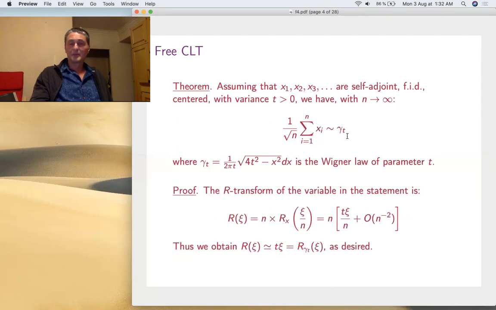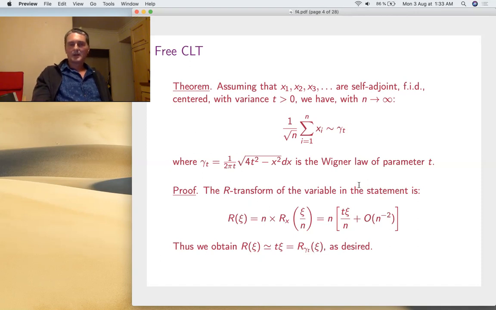Exactly the same proof, so we compute the R transform. And here, once again, the R transform linearizes. It's an analog of log Fourier, not of Fourier itself. So the n from the sum gets here. Then this factor gets like this into the R transform in the computations. Once again, we can ignore the higher terms. So finally we get t xi. That's the R transform of gamma t. So gamma t is just the semicircle on minus 2, 2, rescaled by t.